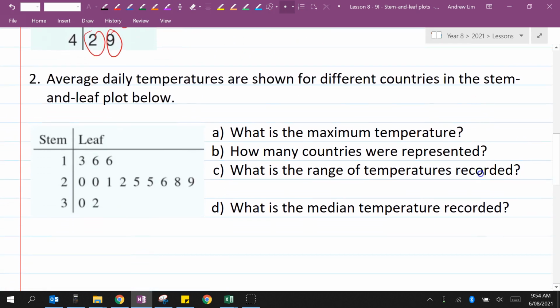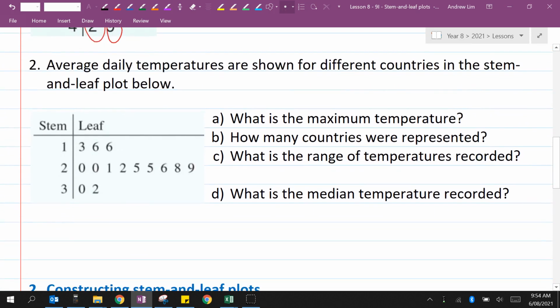Alright. Let's have a look at question 2. Average daily temperatures are shown for different countries in the stem and leaf plot below. What is the maximum temperature? How many countries were represented? What is the range of temperatures recorded? Range meaning highest minus lowest. And median being the middle. What is the median temperature? What's the middle temperature recorded? I'll get you to pause the video. Have a go with questions A, B, C, and D. You should be able to do A and B now. But if you're not sure about C and D, I'll go through that with you.